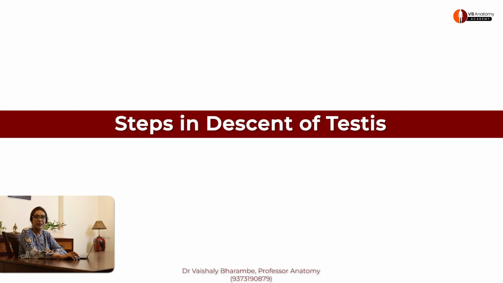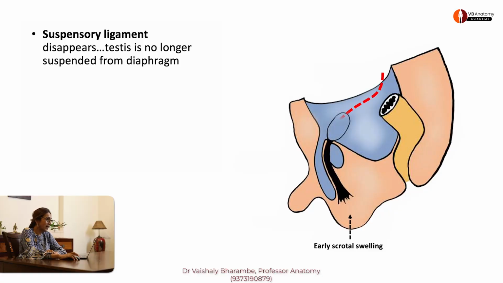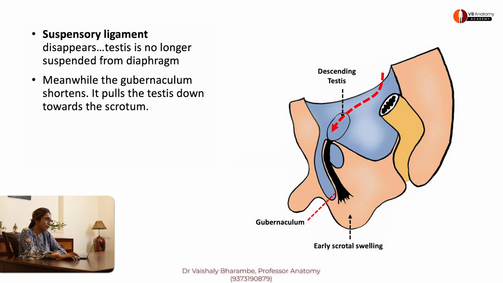Now, steps in the descent. Testis is there. What happens? Firstly, the suspensory ligament disappears. The suspensory ligament, which was attaching the testis to the overlying diaphragm, disappears. Testis has nobody holding it up, right? So what happens? It begins to descend down. As it descends down, the gubernaculum also shortens.